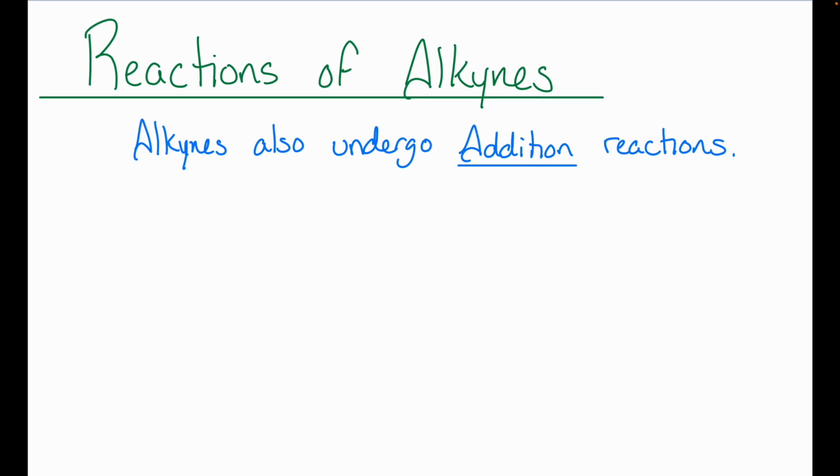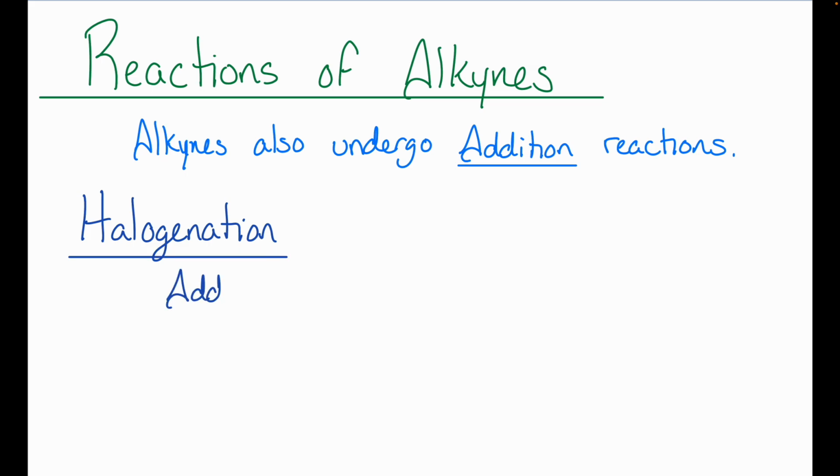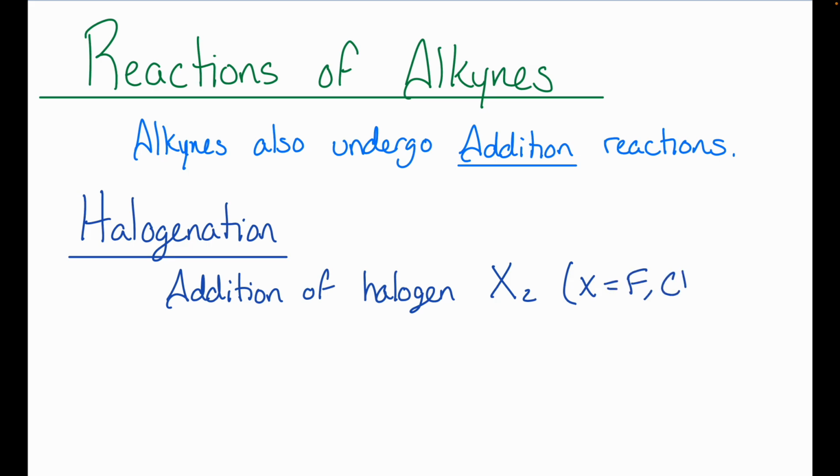Okay? It's just that now that we have two pi bonds. All right, so let's take one of our addition reactions that we studied, these halogenation reactions. These are addition of a halogen where X is F, Cl, Br, or I.